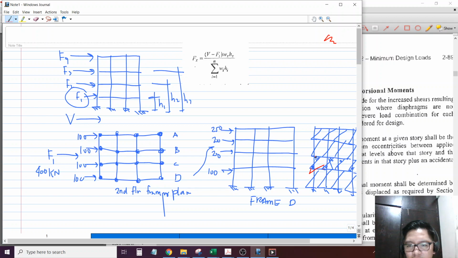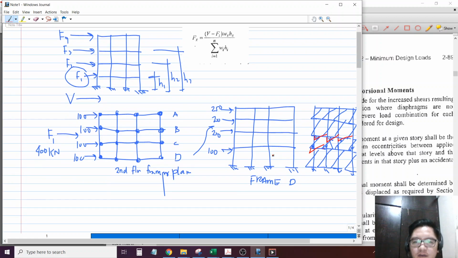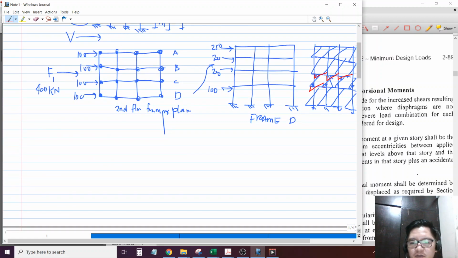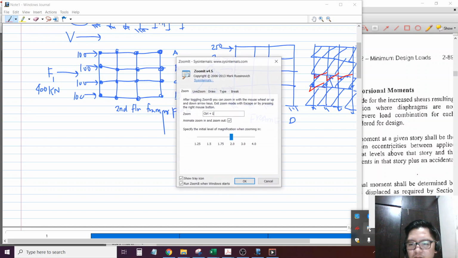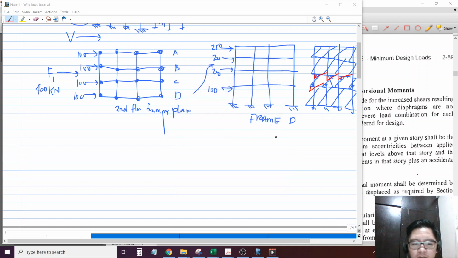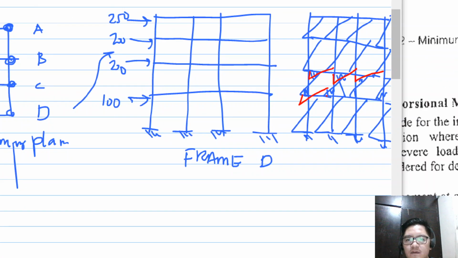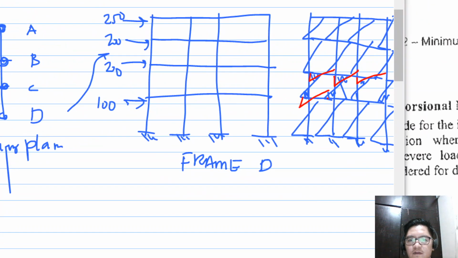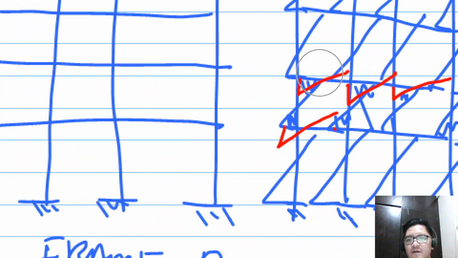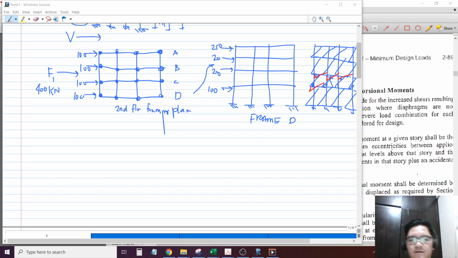Wait lang. Mali. Ganito dapat yan. Ganyan. Okay. Medyo i-zoom in ko to, no? Kita nyo? So, if I will redraw that, ganito yan. I-zoom in ko yan, yung portion na yan.